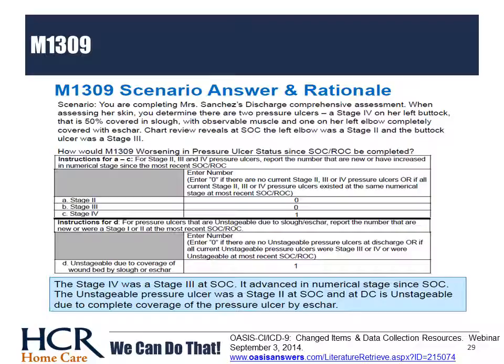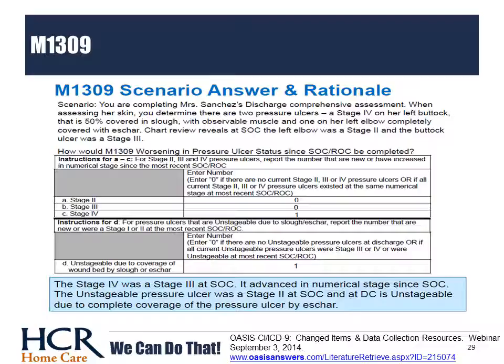So if at the most recent start of care it was a stage 2 and now it's unstageable because it's covered in slough or eschar, we can definitively say that it has worsened. We don't know what stage it is. We don't know if it's a stage 3 or a stage 4 because it's covered in eschar. But we know that it cannot be a stage 2 any longer. So therefore it has worsened.